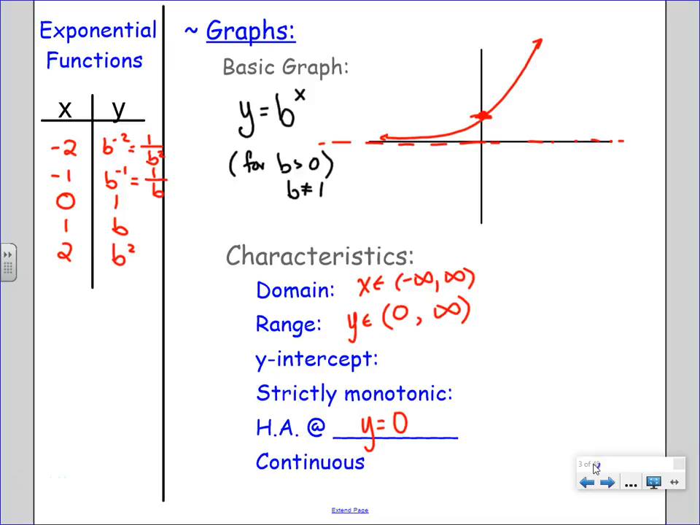Y-intercept, we already talked about him. When x is 0, when the power is 0, the function's always going to be 1. Strictly monotonic. Do you remember what that means? We talked about it. Why is he strictly monotonic? What is he strictly doing?